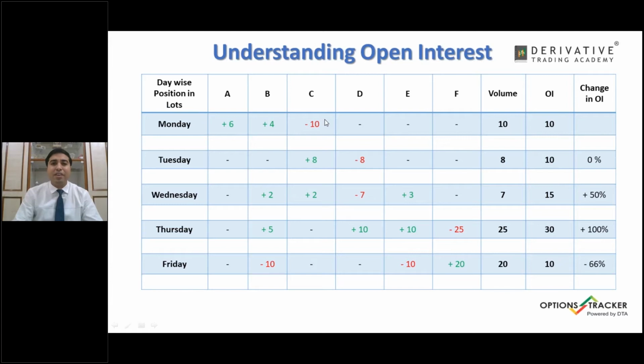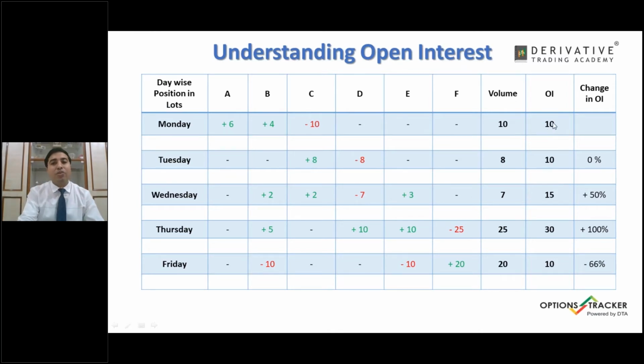You need to understand, net open interest will be the same: all the plus will equal all the minus, because without buying, a contract cannot be sold. If someone is buying, the other will be selling, and only then will the transaction happen. So in this example, A and B have bought 6 plus 4 contracts respectively, while C has sold 10 contracts. So the volume is 10 lots traded.